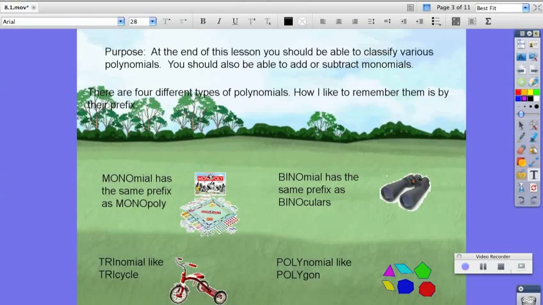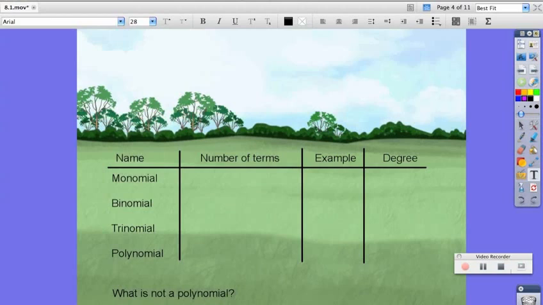So that's 1. Binomial has the same prefix as binoculars, which has 2. Trinomial, like tricycle, 3 wheels. And polynomials are like polygons where there's 3 or more sides. So monomial 1, binomial 2, trinomial 3, and polynomial 3 or more. For monomial, we have 1 term. Example is 78b. And the degree here is 1.